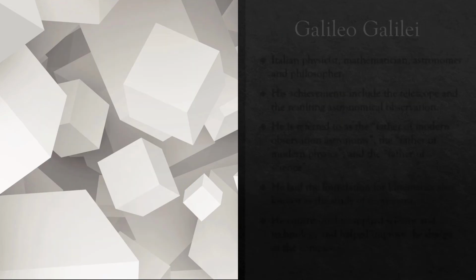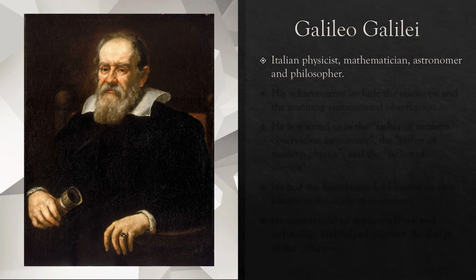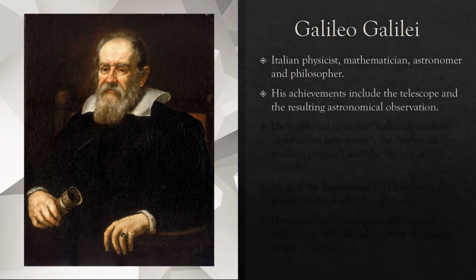Next, we take a look at Galileo Galilei. Galileo Galilei was an Italian physicist, a mathematician, astronomer, and philosopher who played an important role in the scientific revolution. His achievements included the telescope and the resulting astronomical observations.